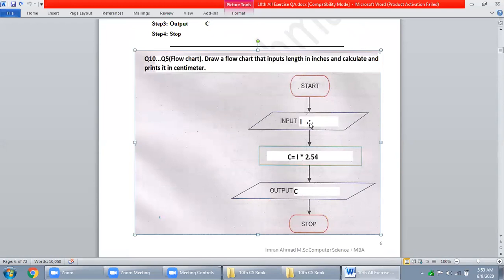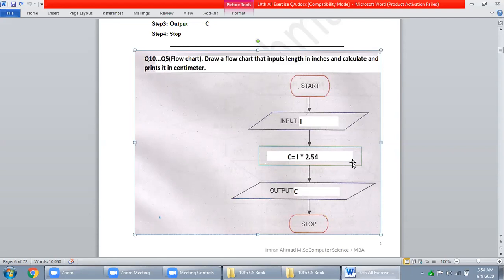The second step was input, which is denoted by the parallelogram symbol. The processing is drawn in a rectangle. So C is equal to I multiplied by 2.54. In the algorithm, we gave the value I is equal to 5, but in the flowchart there is no need to give the value, just use the formula only: C is equal to I multiplied by 2.54. So this is the processing portion.